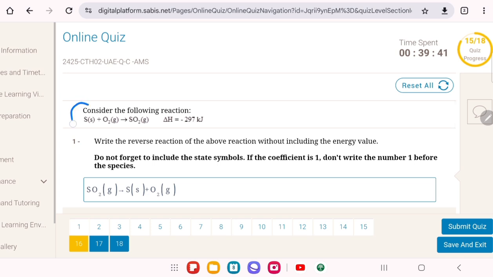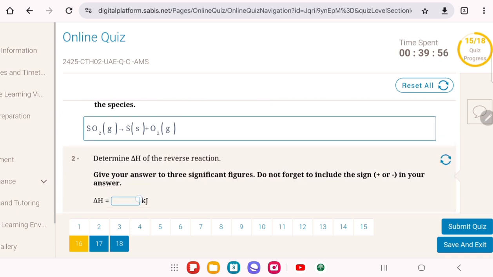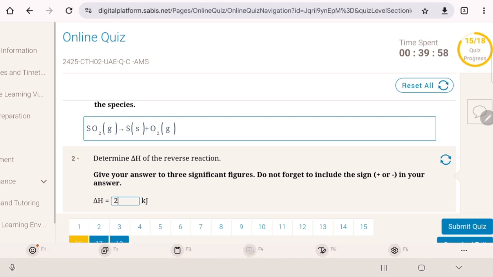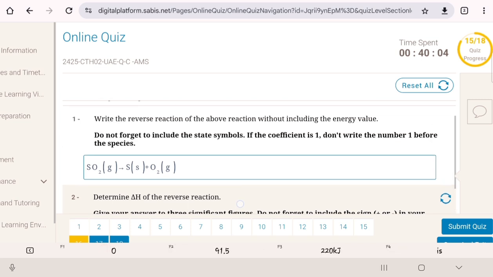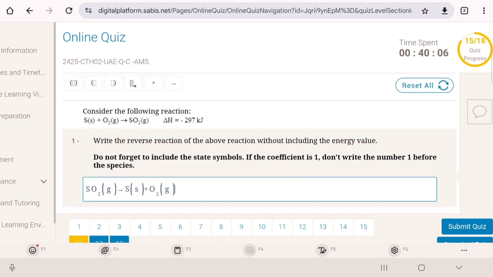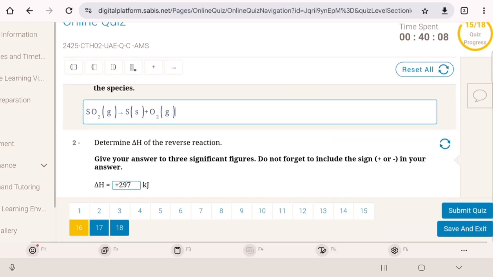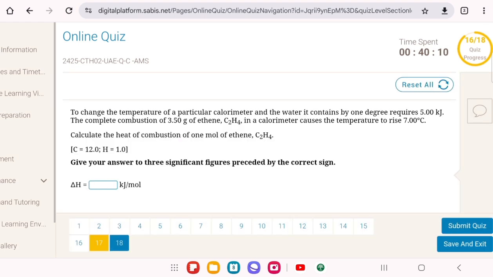Now they're telling us determine delta H for the reverse reaction. Of course, if we multiplied this by negative 1, so it could flip, then this heat value will be also multiplied by negative 1. So minus 297, okay, times minus 1, it will then be 297. But they told us don't forget to include the plus or minus, so plus 297 kilojoules.